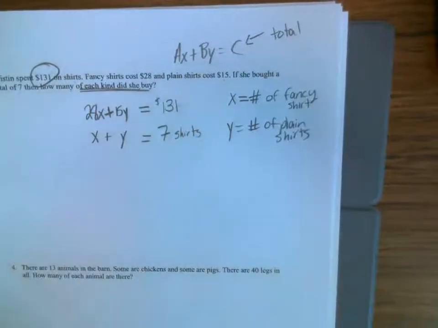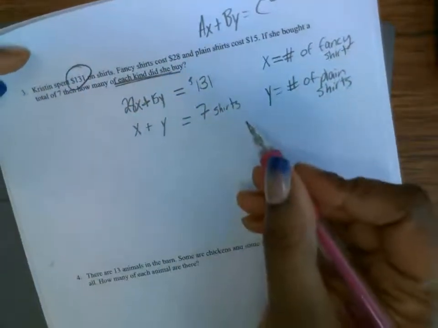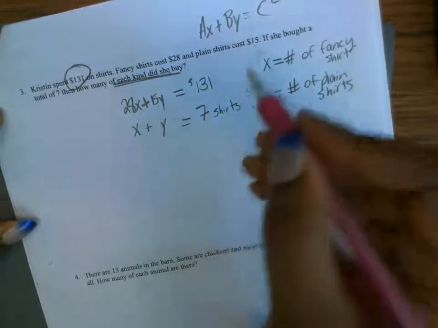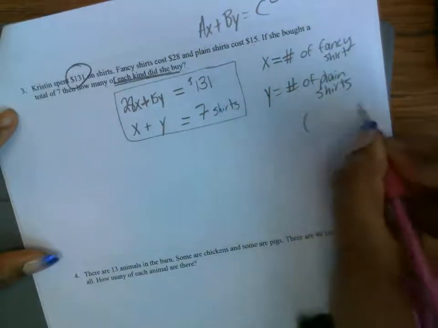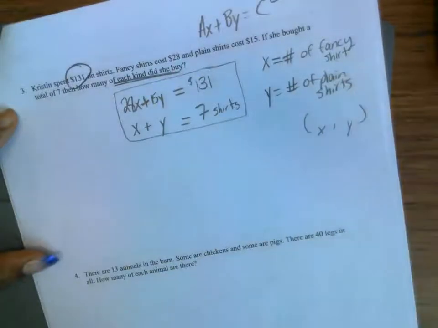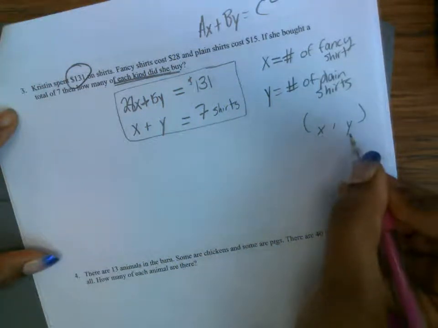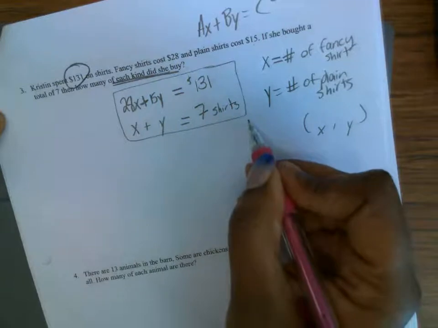All right, so now what I'm going to do, which option did I use? I think I used the substitution method on this one. So I'm going to use the substitution method to solve this one. With the substitution method, I'm going to get one of the variables by itself. So this is the system, and now I'm trying to figure out where they cross. This will tell me the number of fancy shirts, and this will tell me the number of plain shirts, okay? And to figure out what X and Y are, I'm going to use the substitution method.